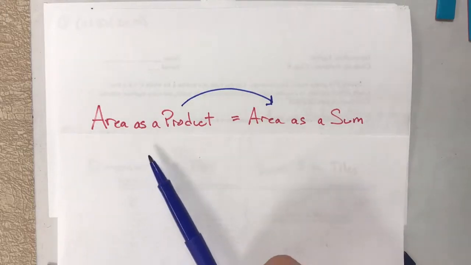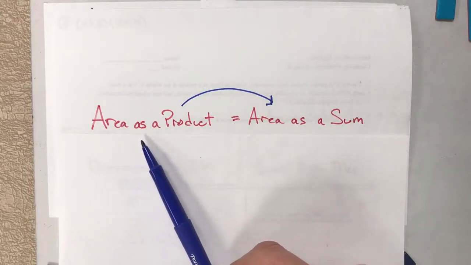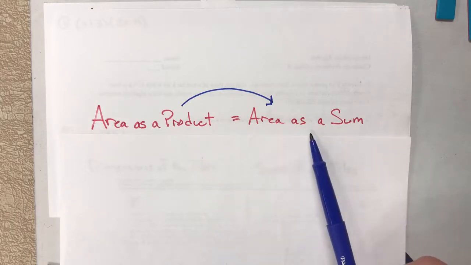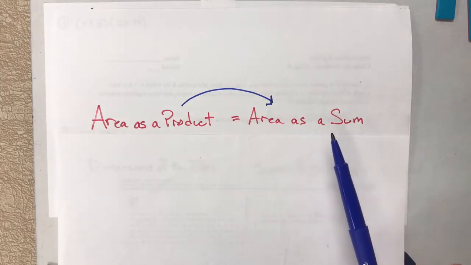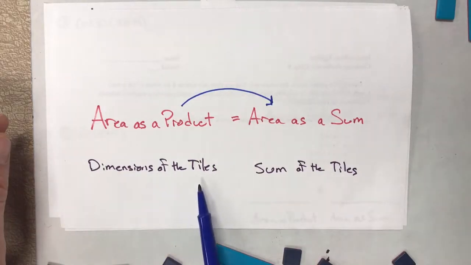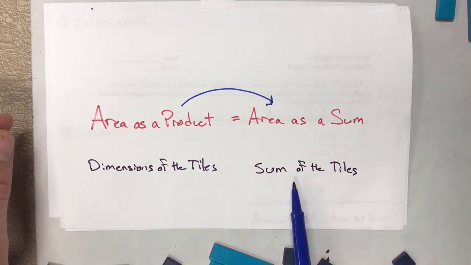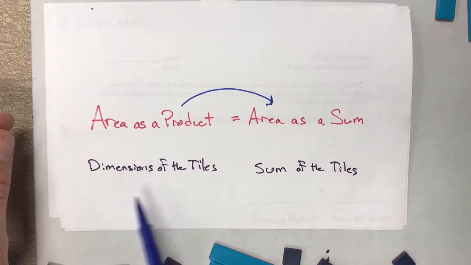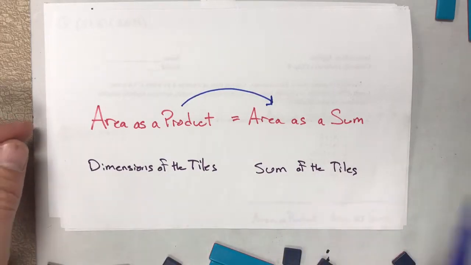In this video, we're going to be looking at how you convert an area written as a product into an area written as a sum with algebra tiles. We're going to be looking at the dimensions of the rectangle of those algebra tiles, and then really writing it as a sum of those tiles. So it's the dimensions and then the sum of the entire rectangle.